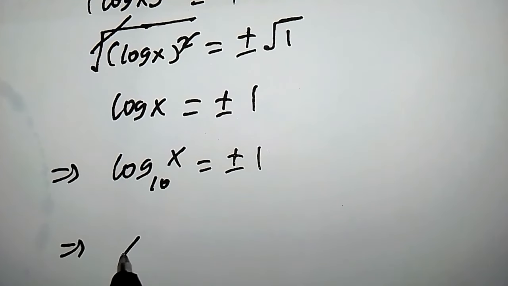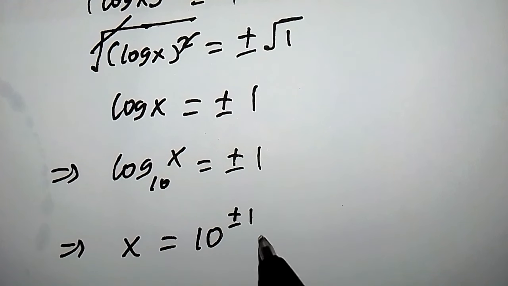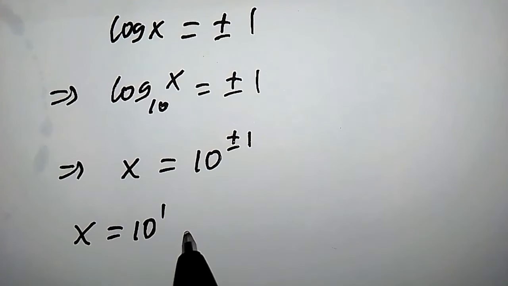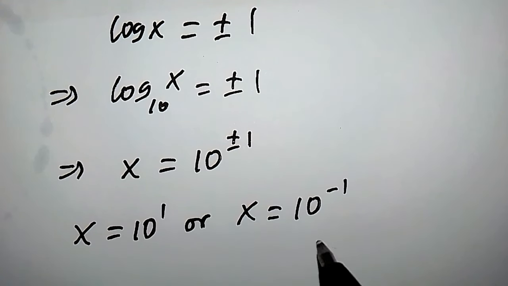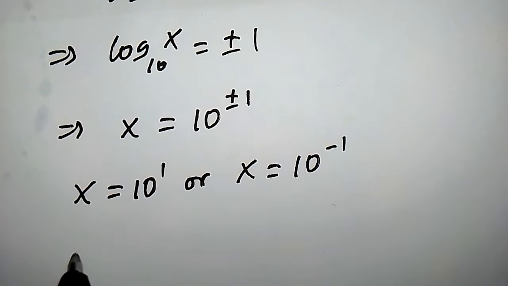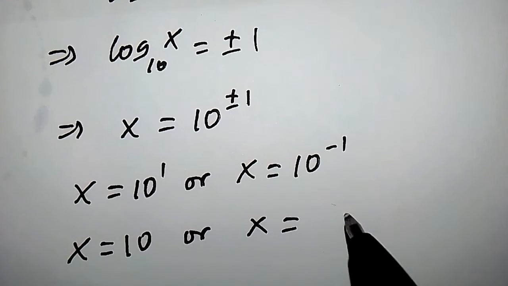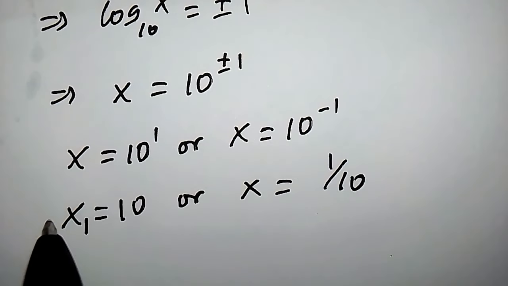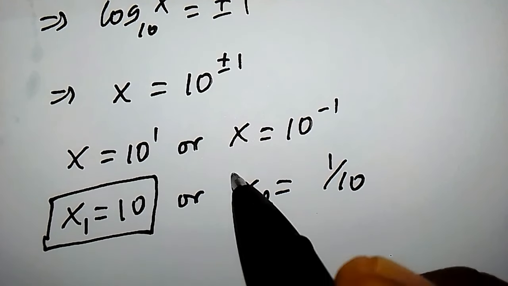This means that x is equal to 10 raised to plus or minus 1. So x is equal to 10 raised to 1, or x is equal to 10 raised to minus 1. Clearly, x is equal to 10, or x is equal to 10 raised to minus 1, which could be written as 1 over 10. Let's call this x1 and this x2.